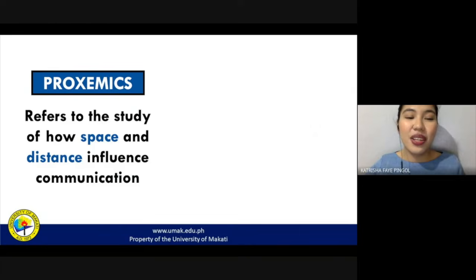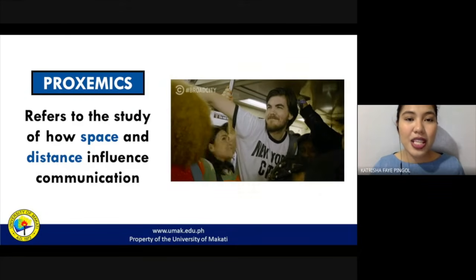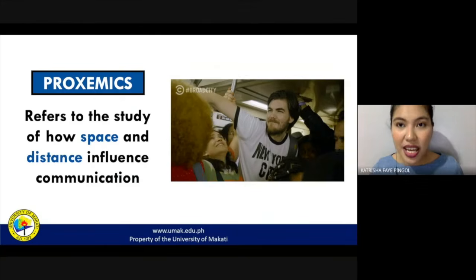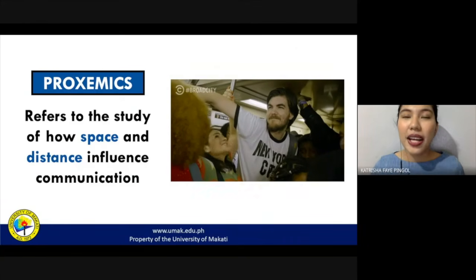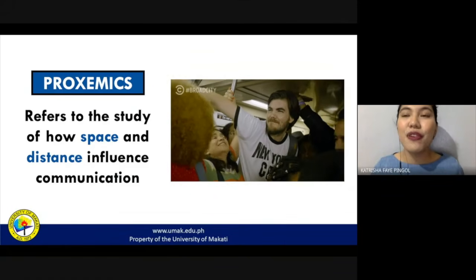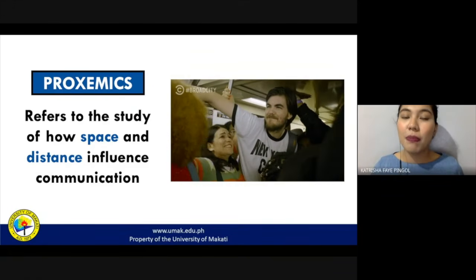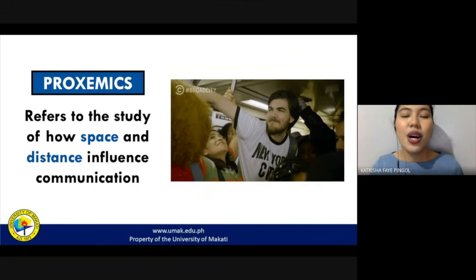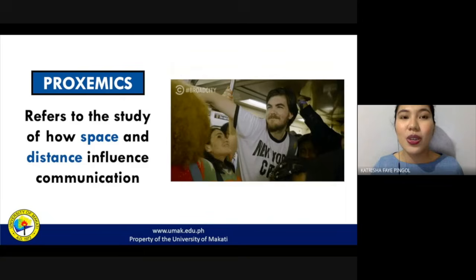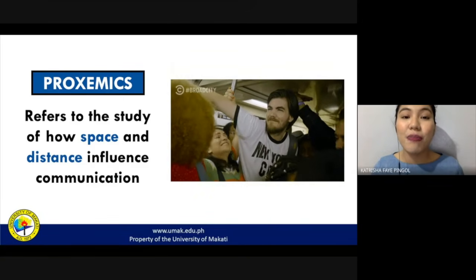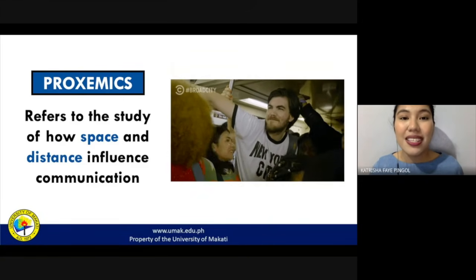On the other hand, when we refer to the study of how space and distance influence communication, then that is proxemics. When we say proxemics, we have different ideas of what is close, what is distant. I don't know if you have noticed this, but if a person, for example, lives in a province or in the suburbs, you would notice that their concept of space, or distance rather, is different from those people who live in the city.